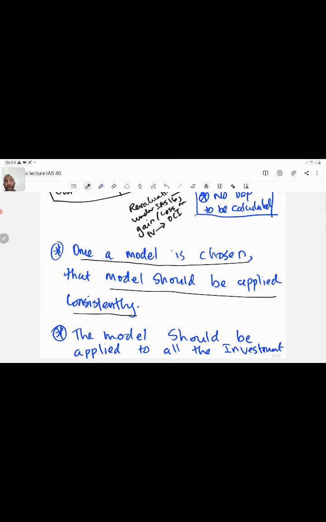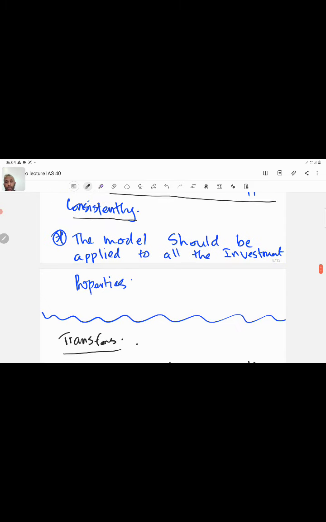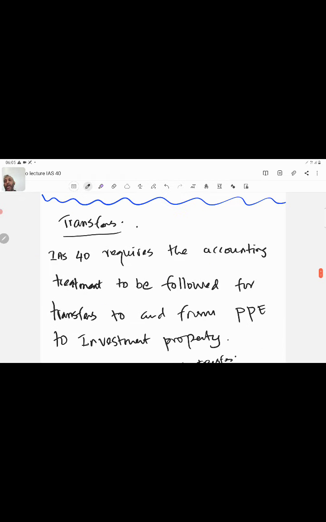Unless another model is justified as better, then you have to change, you have to make changes in accounting policy, and that has to apply retrospectively. The model should be applied to all the investment properties. That model must apply to all the investment properties available within the business. It must not be like you are picking and choosing. One investment property you are following cost model, another investment property you are following fair value model. That is not accepted.